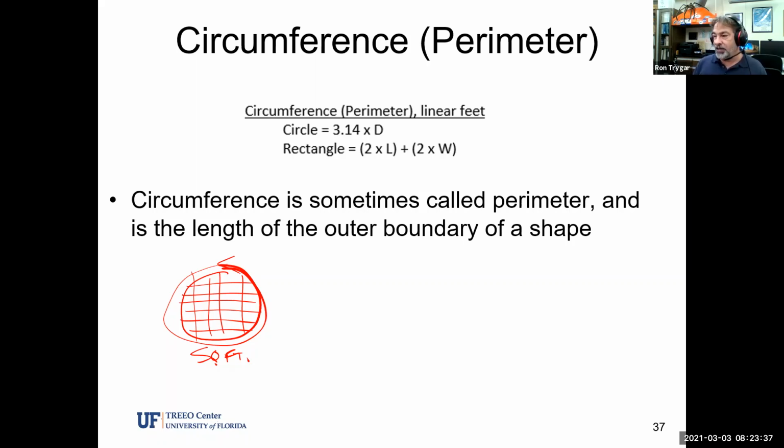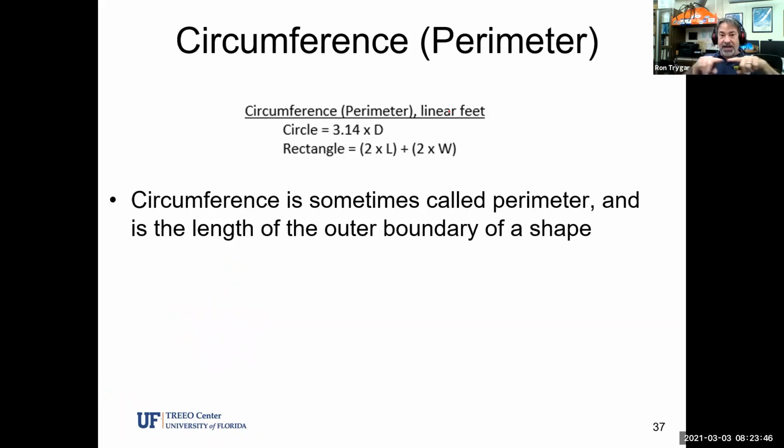So the formula looks like what you see here on the screen. You see where it says circumference is known as linear feet. Linear feet just means the line distance. If we drew a line, how many feet is that line going to be? It's a one-dimensional shape. It's not two-dimensional, and it's not three-dimensional. So linear feet is just how many feet of distance.